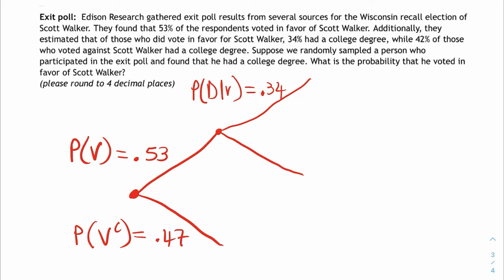The alternative is not having a college degree given that you voted for Scott Walker. So on the voted for Scott Walker branch, we have the people with degrees and the people without degrees, and they have to be complements. They're exhaustive. You either have a degree or you don't have a degree. There's no other choice. So that represents a complement, which is 1 minus 0.34, or 0.66, 66%. Okay, so there we have that first one.